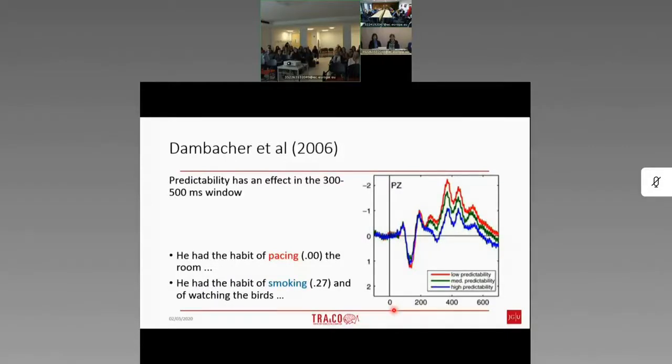Predictability, on the other hand, occurs a little bit later. Predictability in this case is measured in cloze frequency. So you give participants, not those that participate in the ERP study, others, "he had the habit of", and ask them to guess the next word. So "pacing", nobody would guess that, but "smoking", about 27% of the people guess smoking. So smoking has a predictability of 0.27. And this difference in the predictability appears after about 300 milliseconds. You can see the difference here. So again, 300 milliseconds is still a very early process, but you can see that this predictability occurs a little bit later.